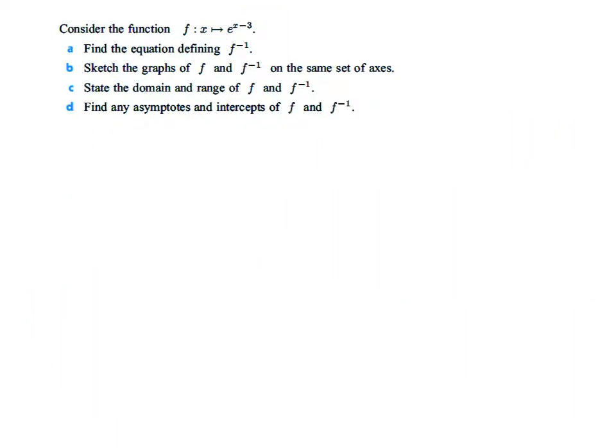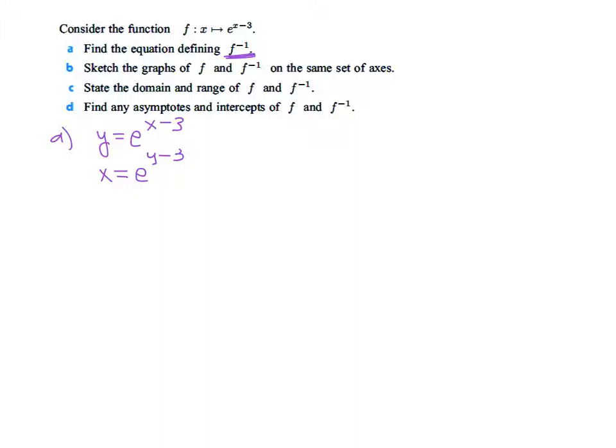Similar to the last problem, let's consider the function f where x gets mapped onto e to the x minus 3. Find the equation defining f inverse, that means the inverse. So on A, we're given y is equal to e to the x minus 3. In order to find the inverse, you want to switch x and y. So x is equal to e to the y minus 3.